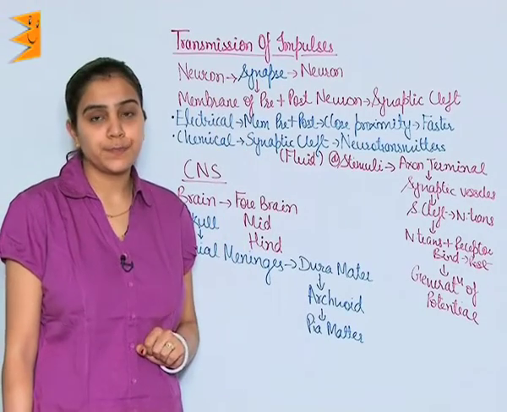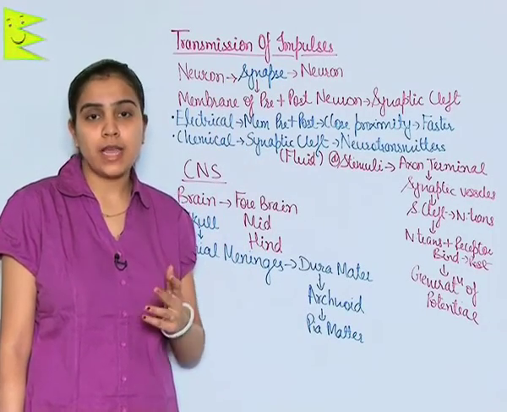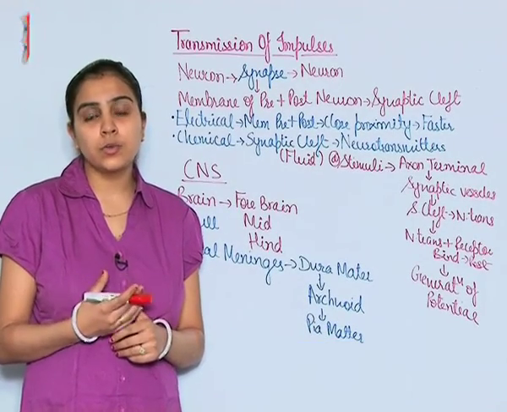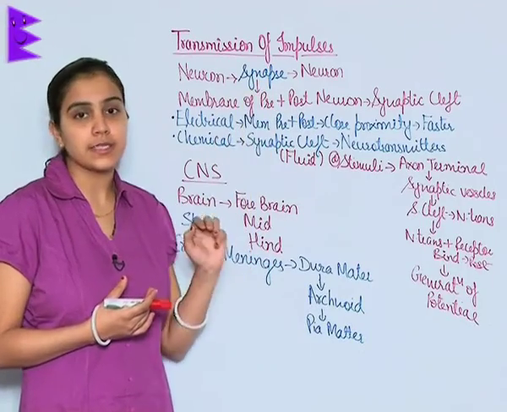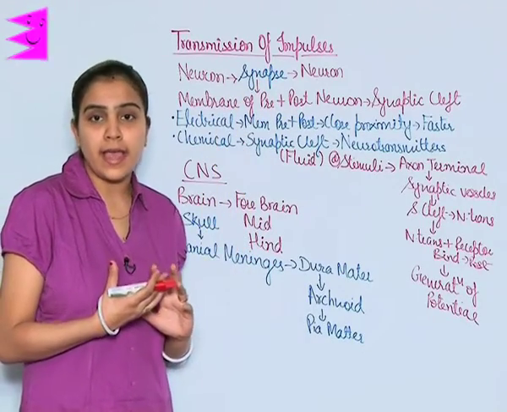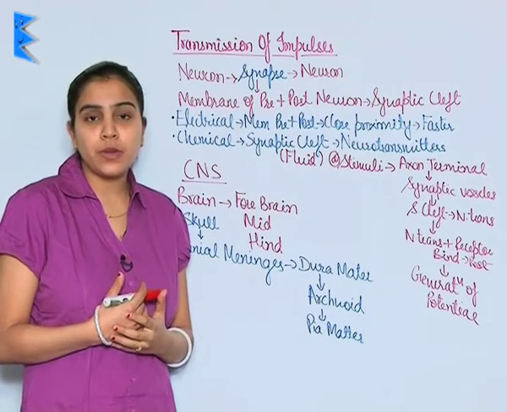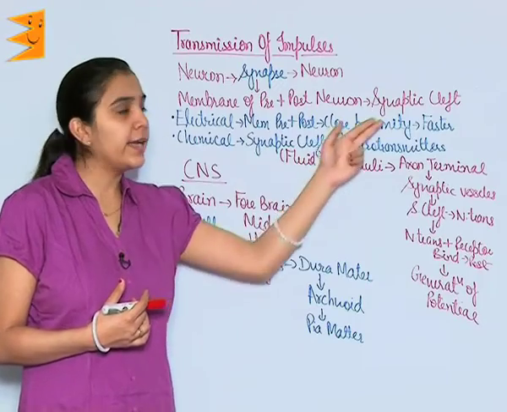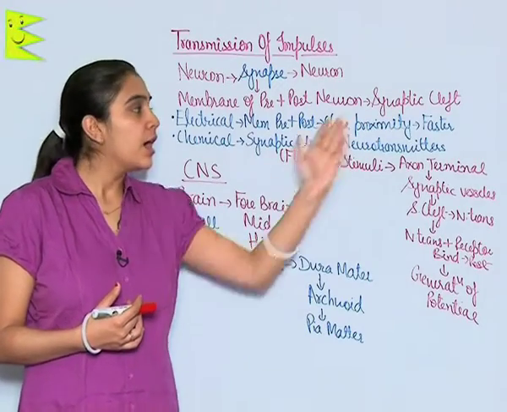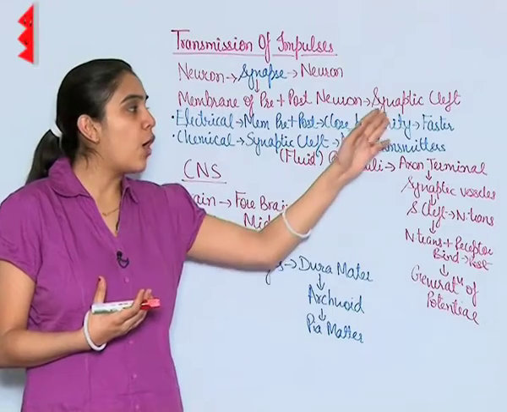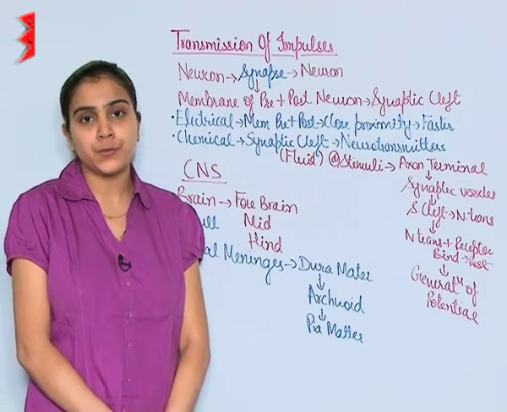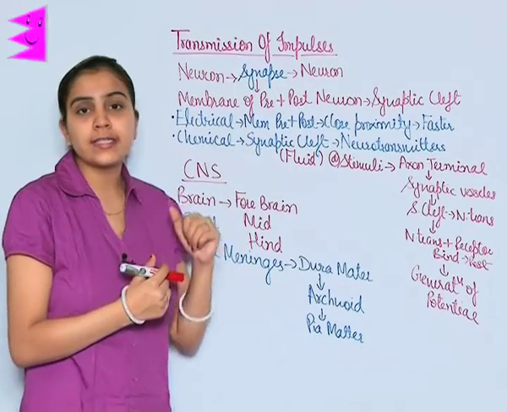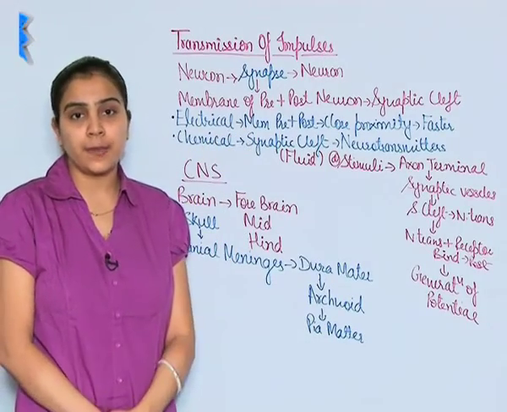Transmission of impulses, that is, a nerve impulse from one neuron to another neuron, occurs through junctions known as synapses. A synapse is made up of the membranes of the pre- and postsynaptic neurons, and there may or may not be a fluid-filled junction or gap known as the synaptic cleft present.